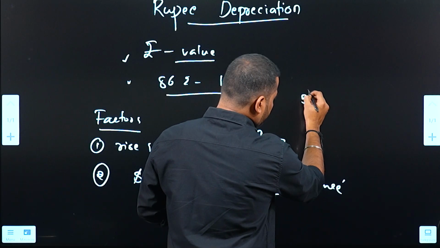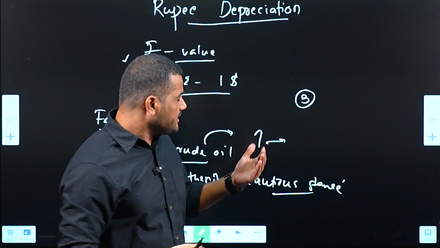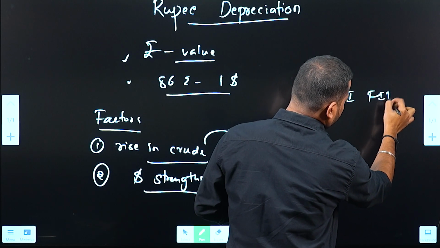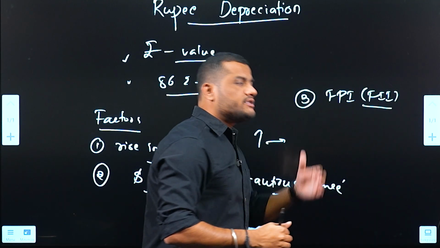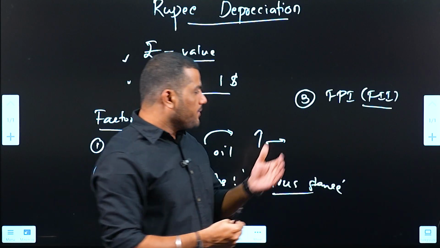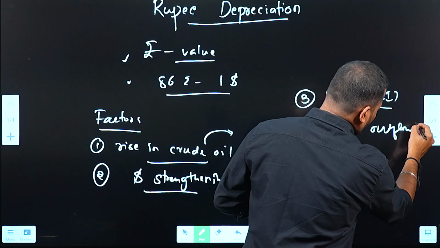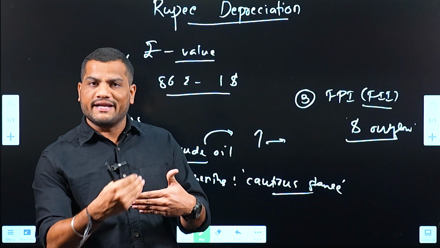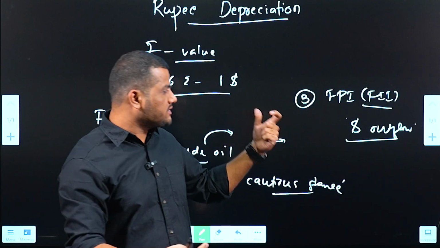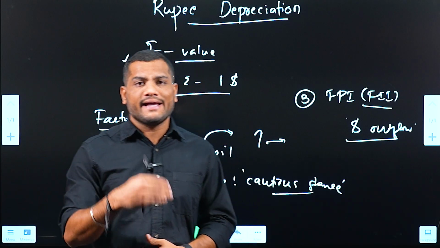And the third major reason is the outflow of dollars from the Indian market. You can see that foreign portfolio investors, or foreign institutional investors as we can call them, are withdrawing their equity investments in the Indian market. Because of this, the outflow of dollars is happening. Because of this outflow, there is a demand for the dollar in the Indian economy, and the rupee is losing its value against the dollar. Because of these major reasons, the rupee depreciated recently against the dollar.